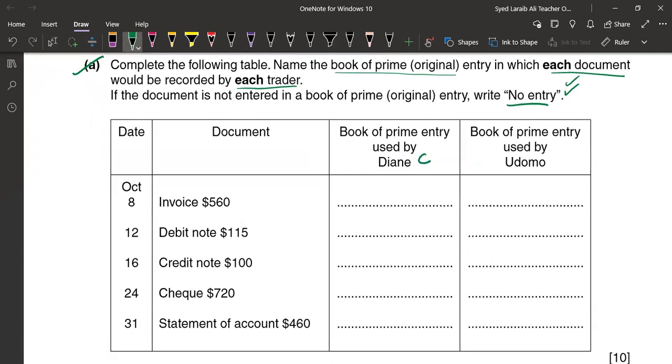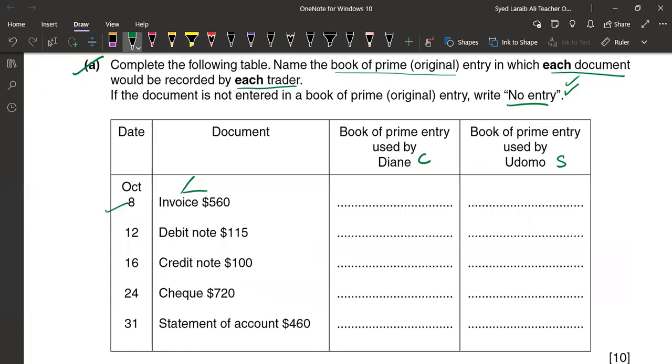Diana is the customer again. Odomo is the supplier. On October 8, invoice of 560. Whenever this type of question appears on your screen, please remember that you need to identify about the invoice. Invoice is a source document which is issued by the supplier to his customer on credit sales. According to the supplier, it's a sales invoice for him, and according to the customer, it's a purchase invoice. So invoice is used for credit sales and purchases.